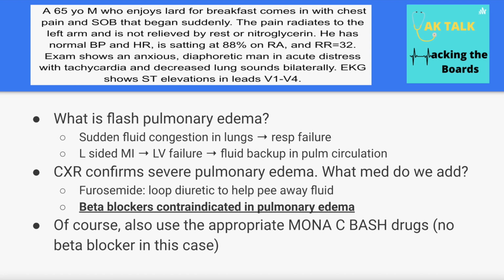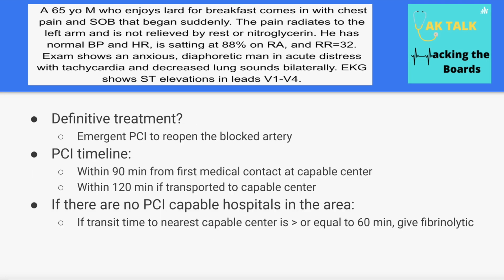So with that in mind, what is the definitive treatment for this patient's STEMI, and what is the goal behind that intervention? So the definitive treatment for their STEMI would be emergent percutaneous coronary intervention, aka PCI, aka cardiac catheterization, with stenting of the affected artery or arteries. And what's the timeline for PCI? PCI should be initiated within 90 minutes from first medical contact if they're at a capable hospital, or 120 minutes if the patient was transported to a PCI-capable hospital.